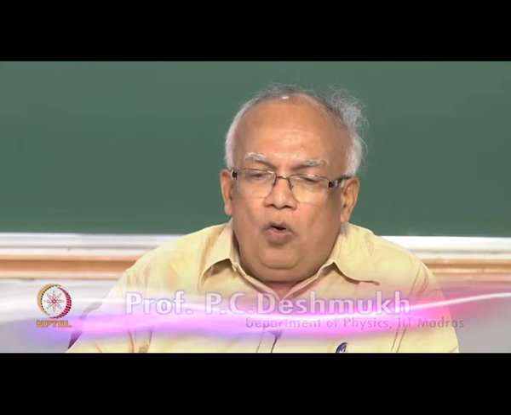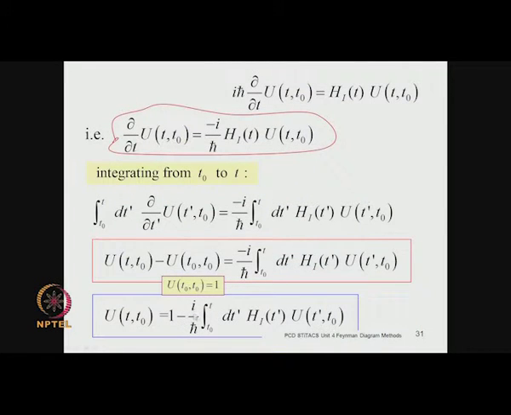Now, we already know that the time evolution operator from any instant of time to the same instant of time is essentially the unit operator. So, you take this unit operator to the right and you get the solution for u(t, t0) equal to 1 minus i over ħ times this definite integral.